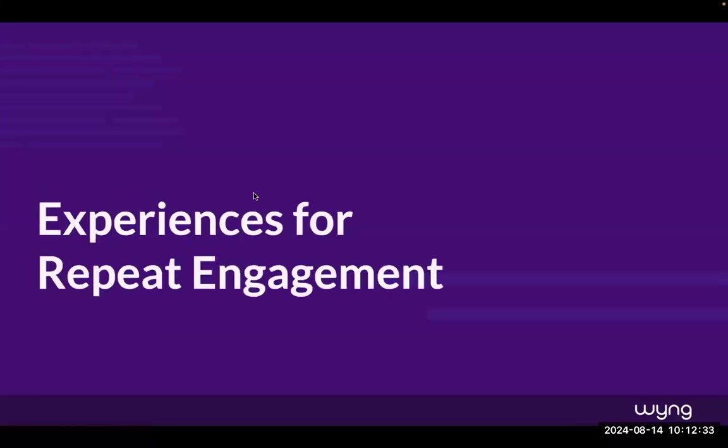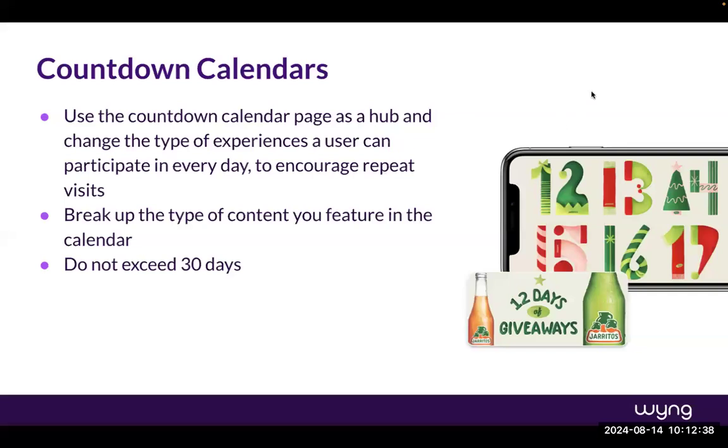Cool. So now we'll focus on experiences for repeat engagement. The first one that we're going to highlight here are our countdown calendars. Now, the countdown calendars act as a hub page to drive users for repeat traffic. A lot of times these are run around the holidays, like a countdown to Christmas, 12 days of Christmas kind of thing, where you can feature a different deal, a different product, different content, or a different Wyng experience every day for a set number of days.